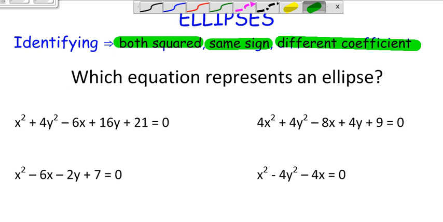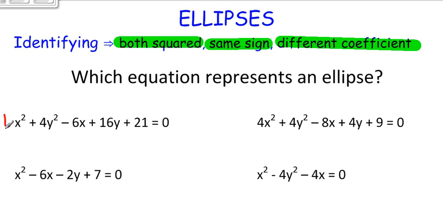All right, so let's see. Looking at the first, we have those two that we're looking at. Both are squared. They are both the same sign because they are both positive, but they have different coefficients. So this one here is our ellipse.